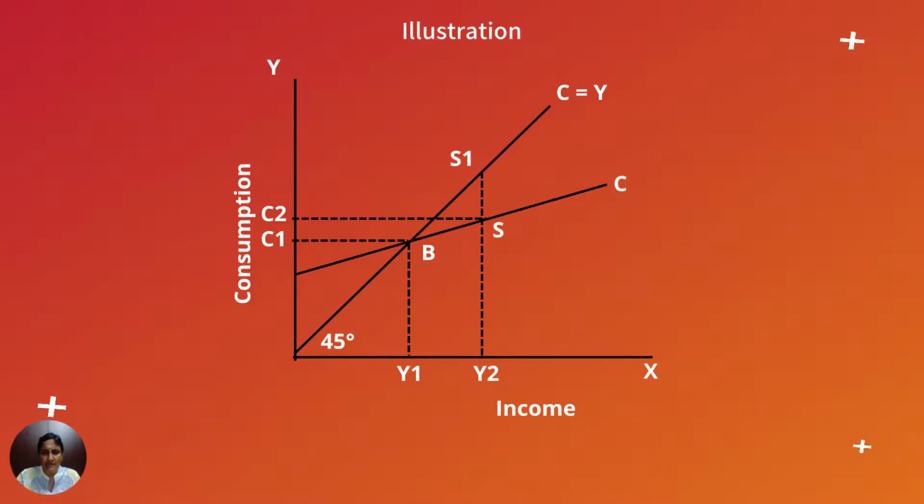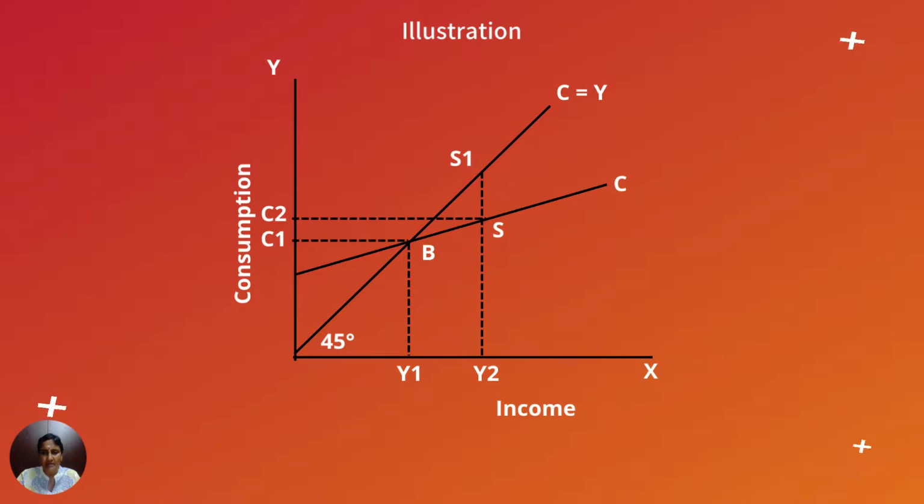The consumption curve cuts the 45-degree line or the unity line, which shows that at all levels income and consumption are equal. And one more thing we could see here is that at zero income also people are consuming, spending from their past savings. So the 45-degree unity line shows that consumption is equal to income, C is equal to Y.